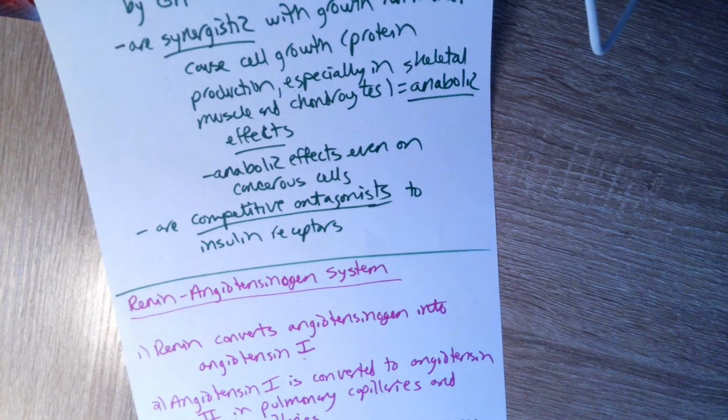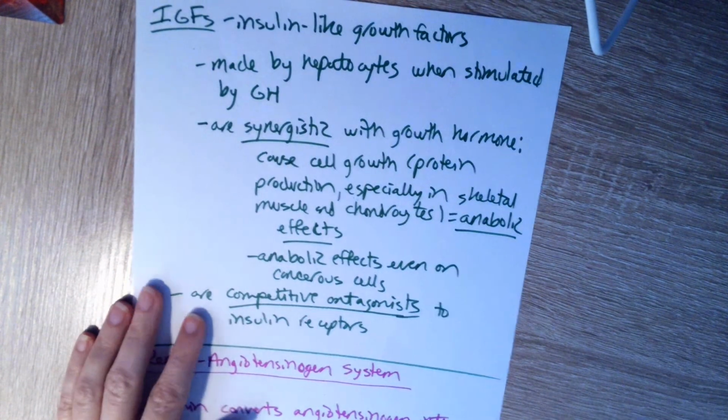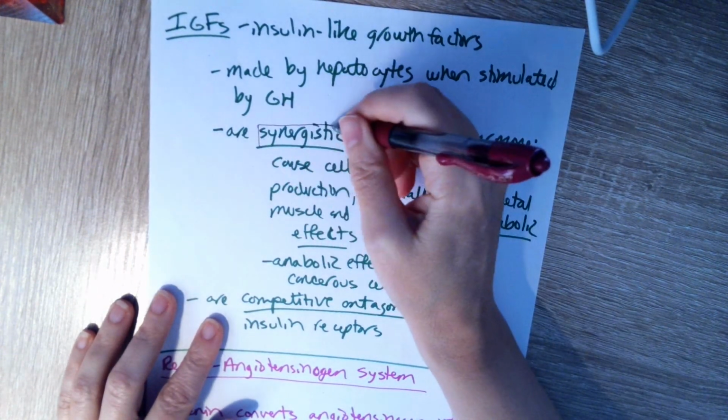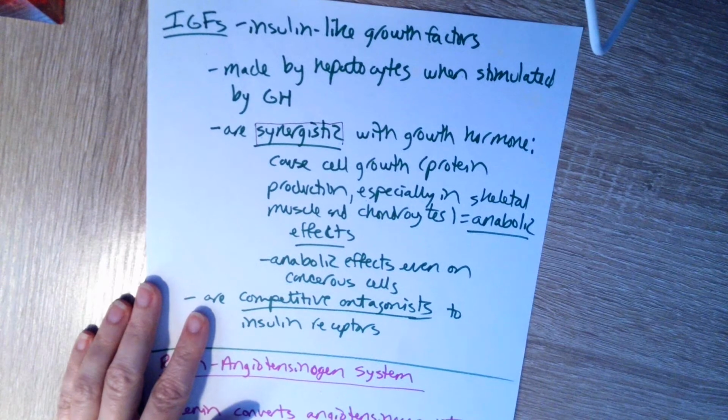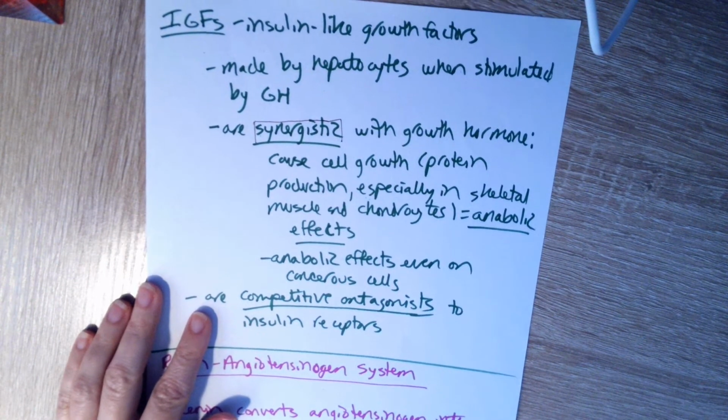Okay, so last page here. Insulin-like growth factors. This has to do with growth hormone. This would be synergistic with growth hormone. When hormones are synergistic with each other, it means that they work together, they have similar effects, they help each other.